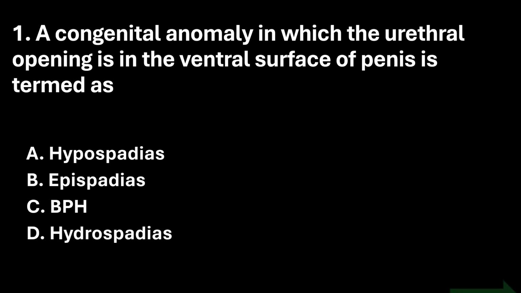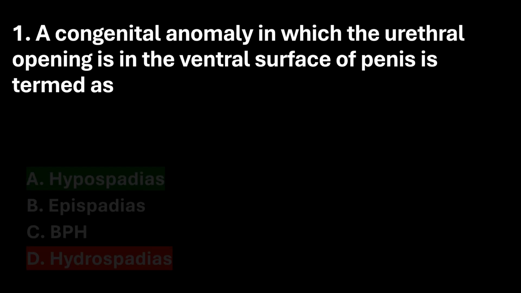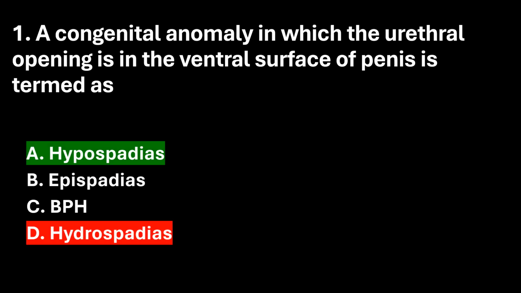The question: a congenital anomaly in which the urethral opening is on the ventral surface of the penis is termed as A. Hypospadias, B. Epispadias, C. BPH, and D. Hydrospadias. As you know, the answer is A.